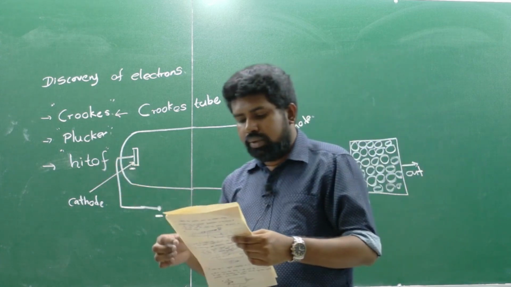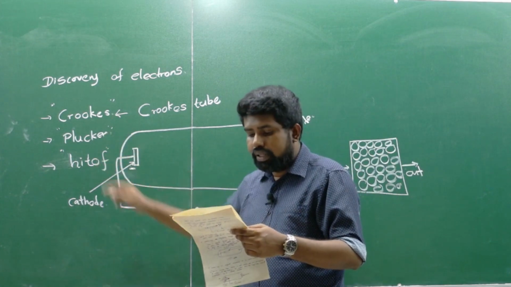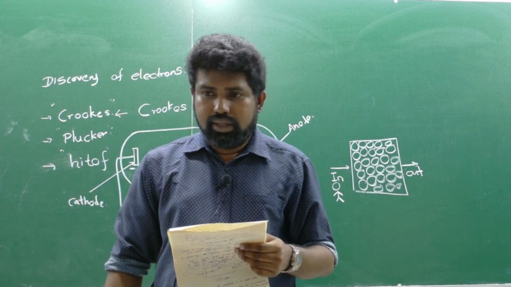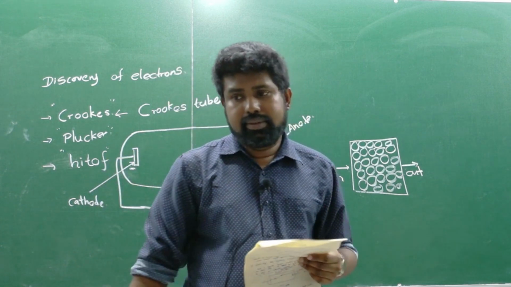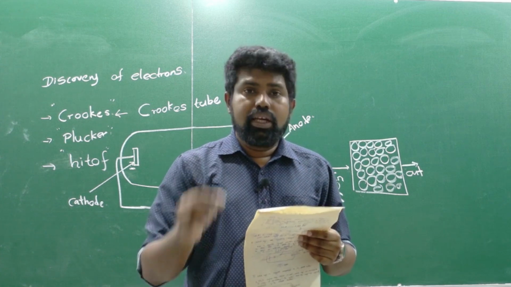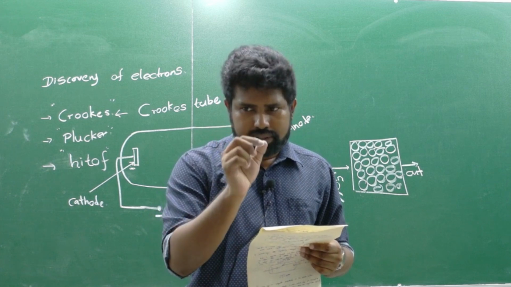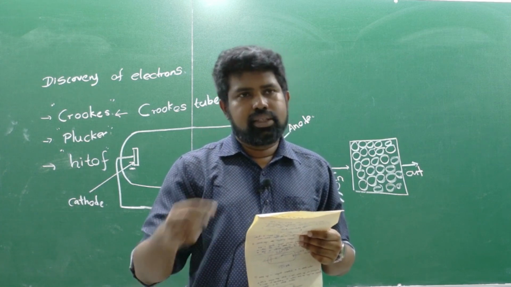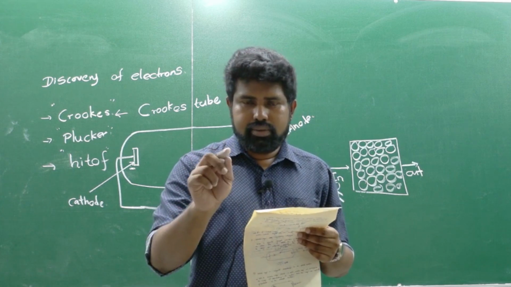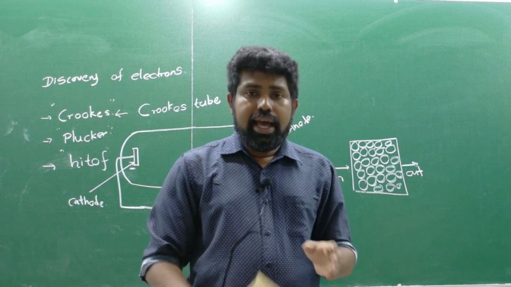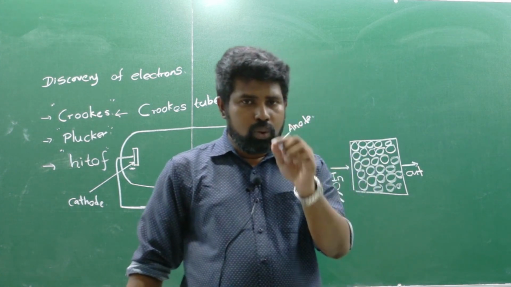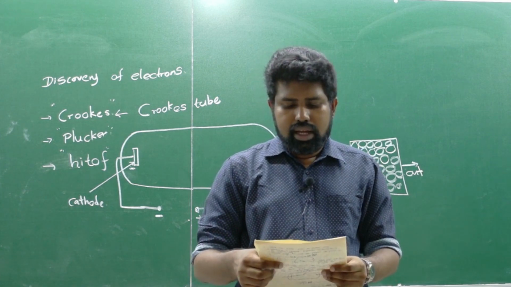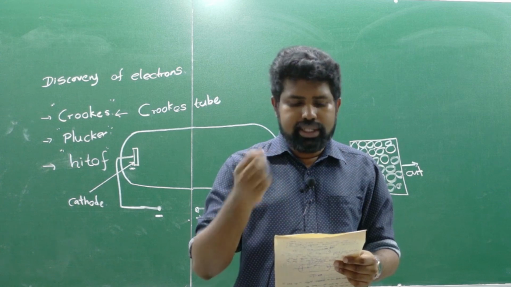Write down. We write these scientists' names. Crookes, Pluker, and Hitov tried to find out whether electricity would pass through gases, so normal air, through gases, but at normal pressure conditions, gases do not conduct electricity.